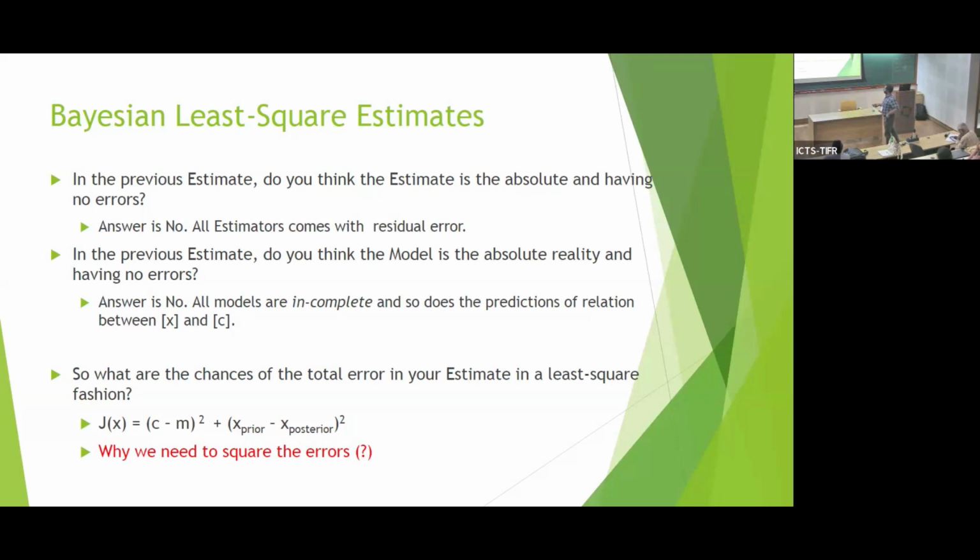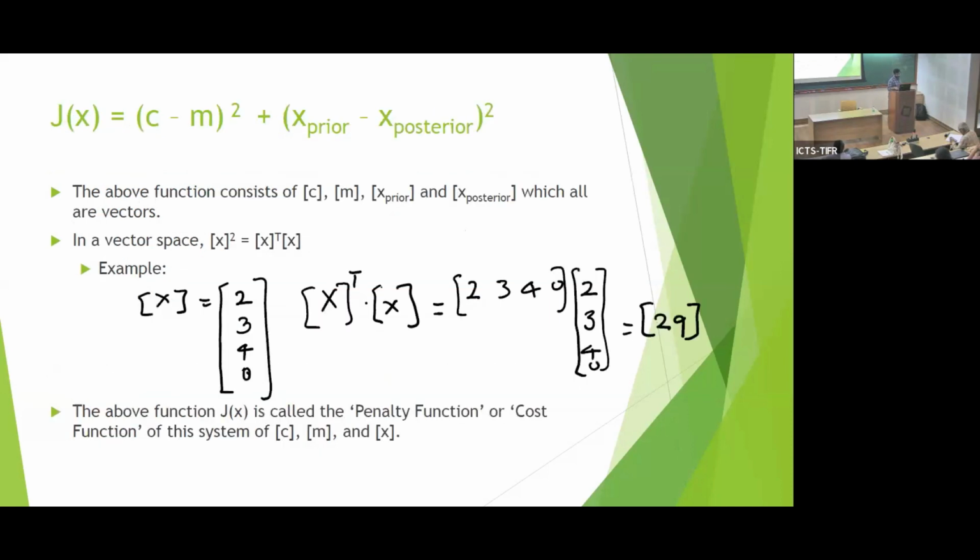So therefore, the total cost function in your best linear unbiased estimate will look like observation minus model, the whole square, plus prior minus posterior, the whole square. This will be the total error. This will never be 0, right? So why do we need squared errors? Again, question. Because to make the error unidirectional, right? Otherwise, error will be of multiple directions.